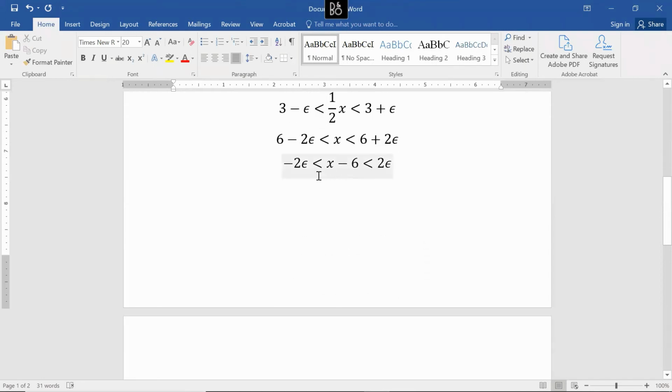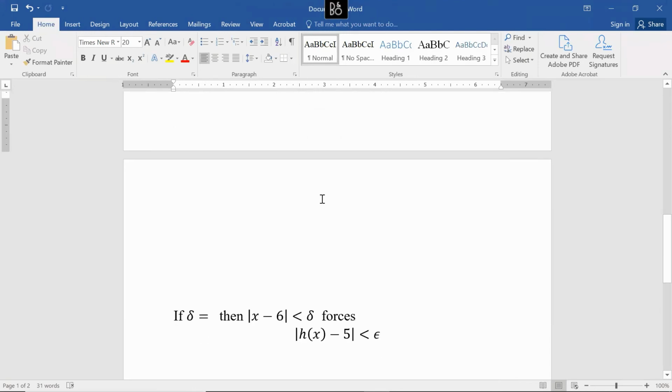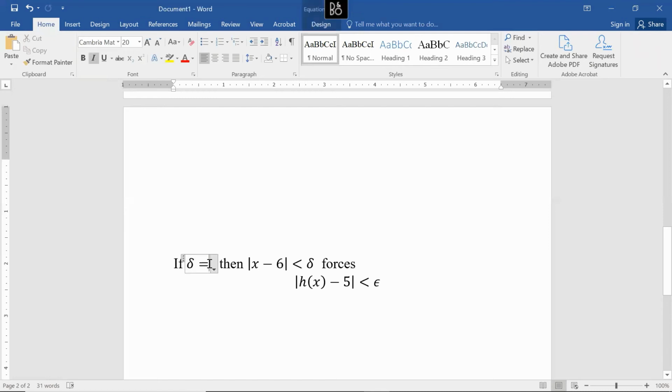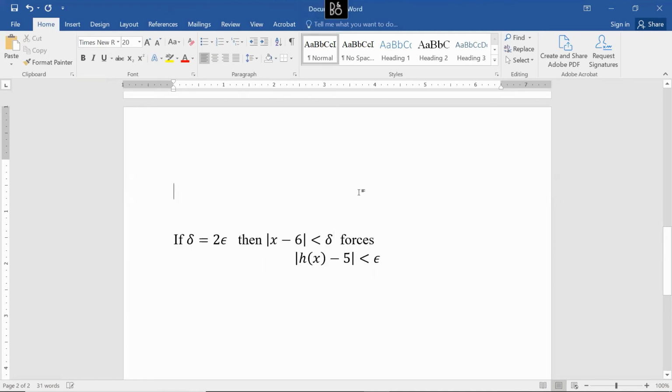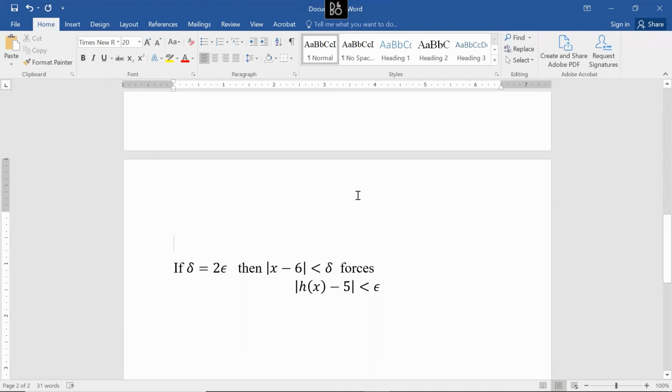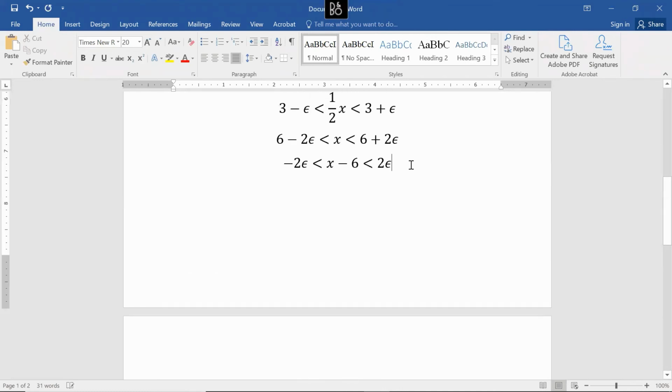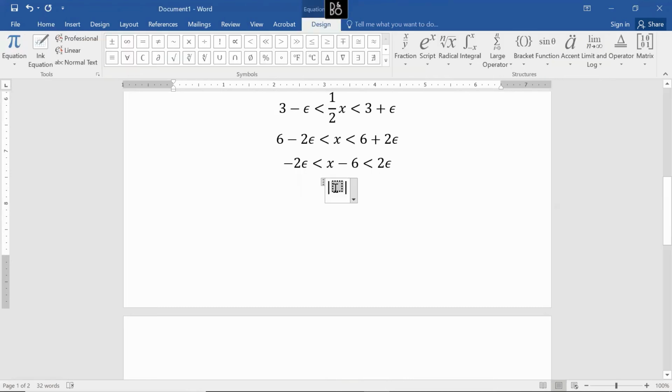And so it's pretty clear that you want your delta to be 2 epsilon. And that way, whenever absolute value of x minus 6 is less than delta, it's going to force the output minus 5 in absolute value to be less than epsilon. So there we go. Just to finish this, let me write that, x minus 6. So there you are.